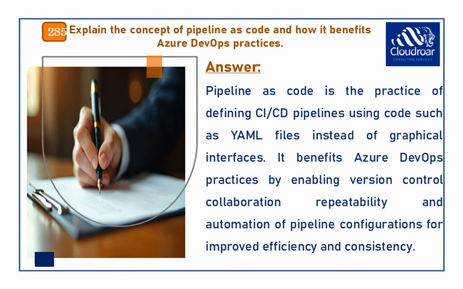Question 285. Explain the concept of pipeline as code and how it benefits Azure DevOps practices. Pipeline as code is the practice of defining CI/CD pipelines using code, such as YAML files, instead of graphical interfaces. It benefits Azure DevOps practices by enabling version control, collaboration, repeatability, and automation of pipeline configurations for improved efficiency and consistency.